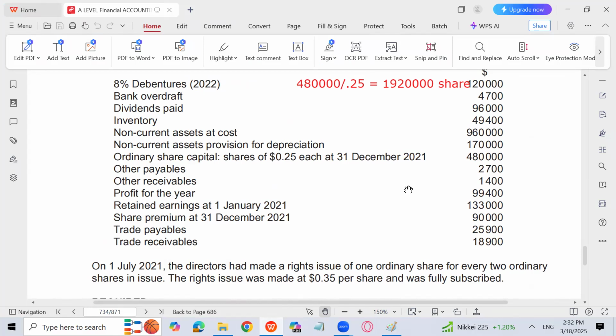The number of shares after the issue of right shares are 1,920,000. Sir, how come? Because these values are given at 31st December 2021, where the right shares were issued on 1st July 2021, before 31st December. So the ordinary shares and the share premium include the share capital, the amount of right shares. The share premium includes the amount of share premium on right shares because the shares have been issued 6 months back. The right shares have already been issued 6 months back.